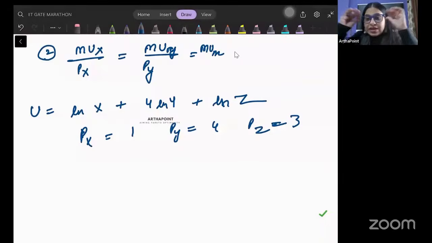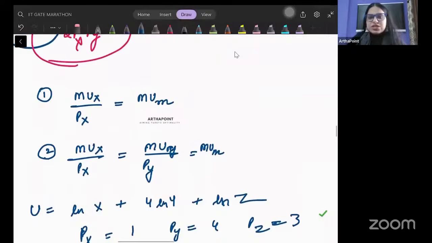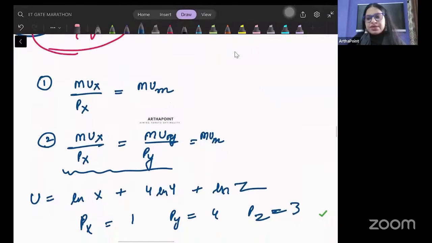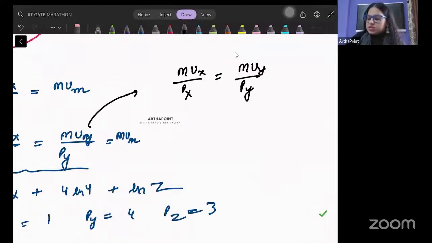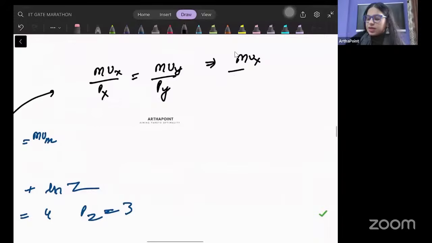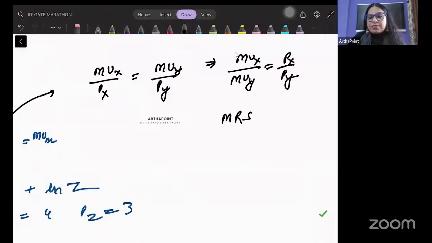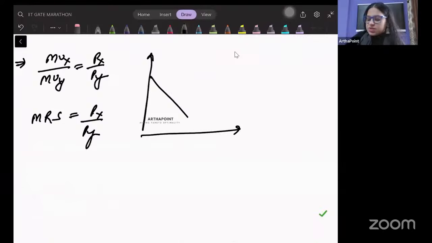Diagrammatically it will be a 3D diagram. When we work in 2D space and say that MUX by PX is equal to MUY by PY, I can rewrite this as MUX by MUY being equal to PX by PY. This means that MRS will be equal to PX by PY. So diagrammatically it is simple: this will be my point of equilibrium, wherever there is the tangency condition.